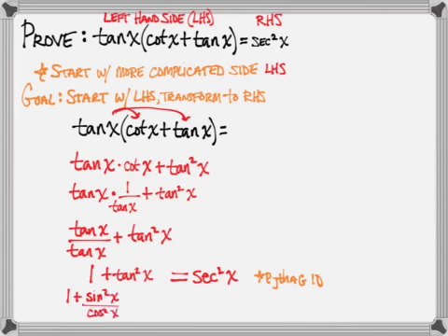Or I could try to expand this. So let's say I forgot that this equals secant squared x. Well, tangent squared x is sine squared x over cosine squared x. If I wanted to add these two together, I need to get a fraction here. What's my denominator going to be? Cosine squared x. So I get cosine squared x plus sine squared x over cosine squared x.